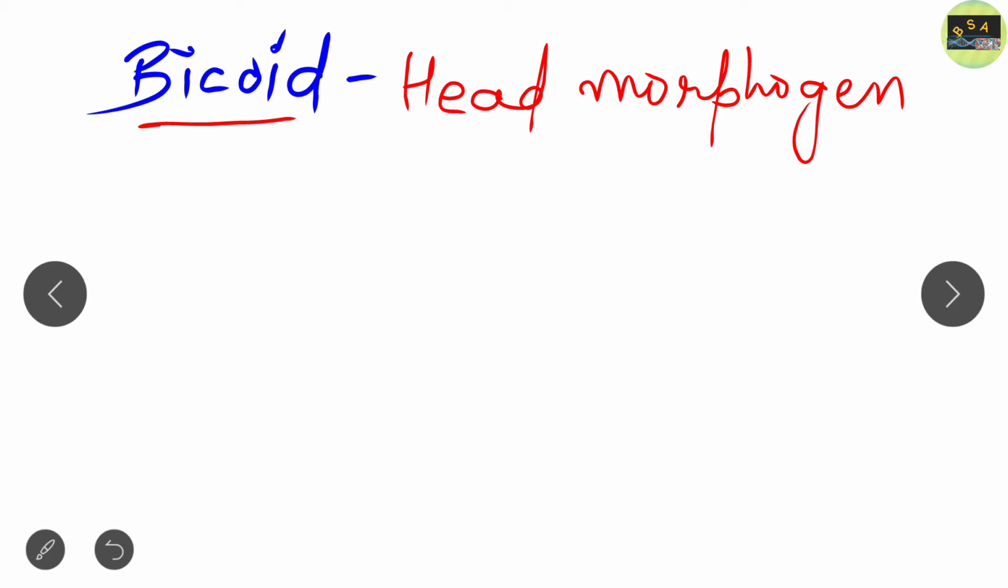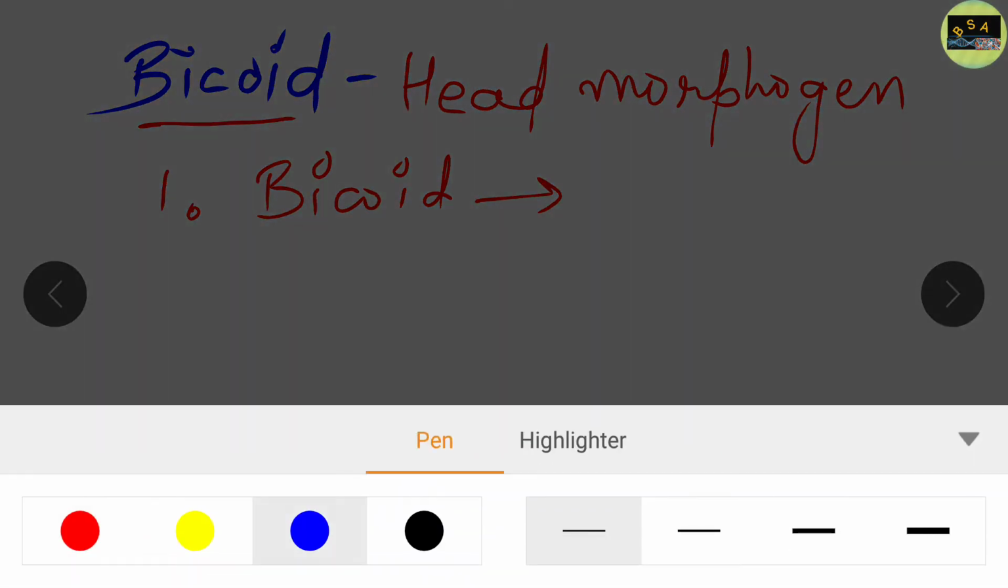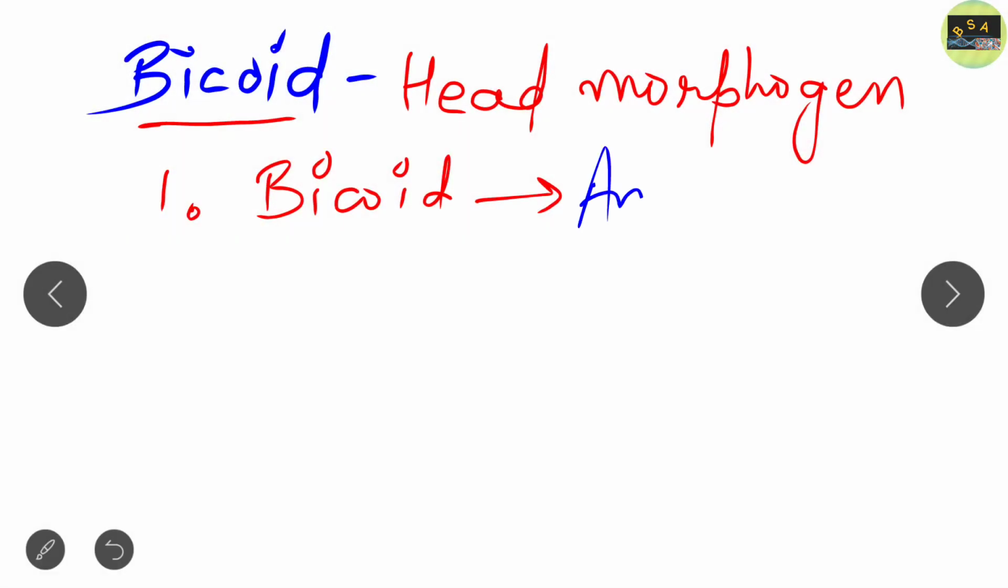Please note down. First point is that bicoid protein is found in a gradient and is highest in the anterior region. So bicoid protein is found highest where? Highest in the anterior part. Clear? Anterior part. This is the first important point.